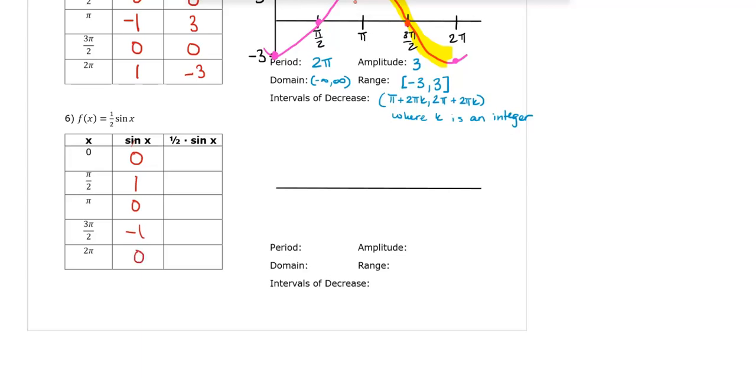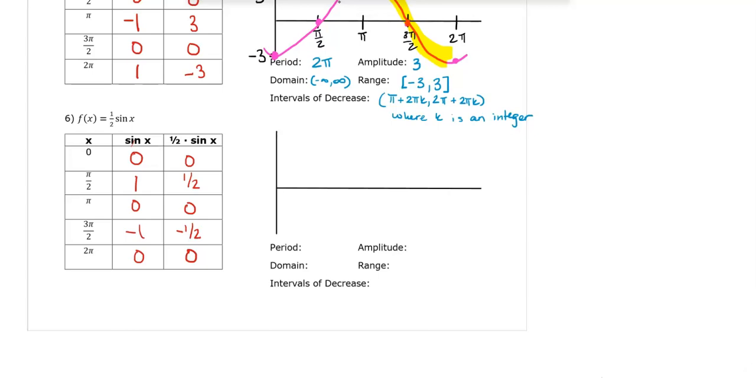So doing 1/2 of each one of these. 1/2 of 0 is still 0. 1/2 of 1 is 1/2. 1/2 of 0, 0. 1/2 of -1, -1/2. 1/2 of 0 is 0. Okay. So I'm going to go ahead and graph these.